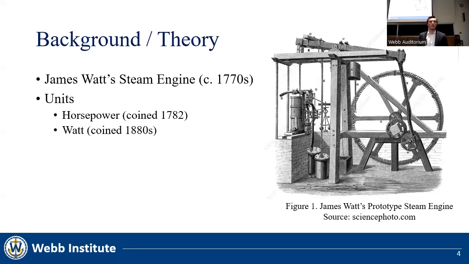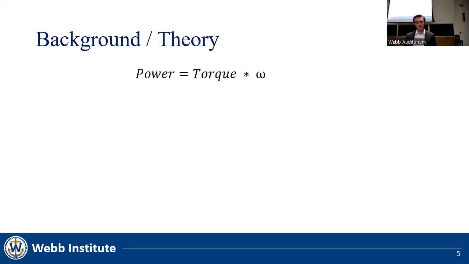Moving on to background and theory. Ever since James Watt developed the first practical steam engine, engineers have developed countless methods for quantifying engine performance. First, an engine's capability was expressed by the number of horses it might replace. Then, more useful standards of power were defined. The horsepower in 1782 and the watt a century later.